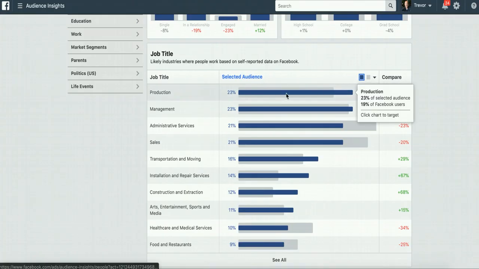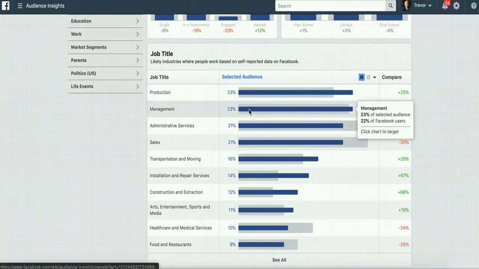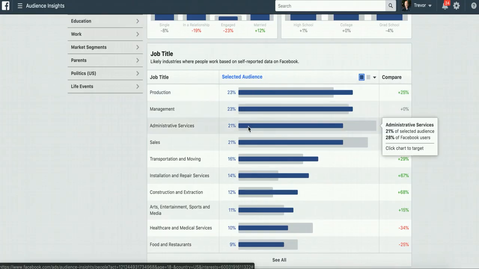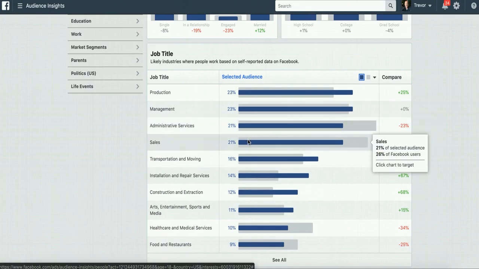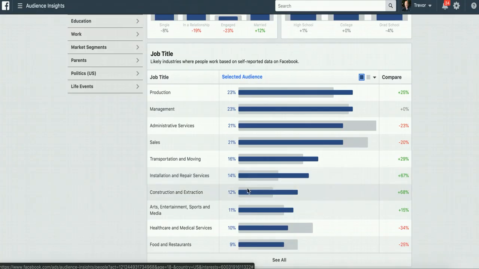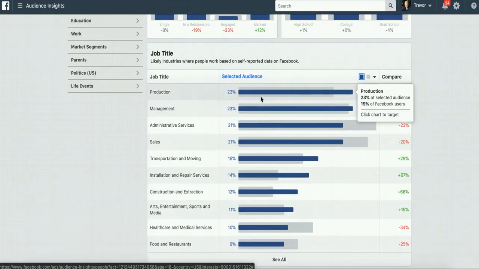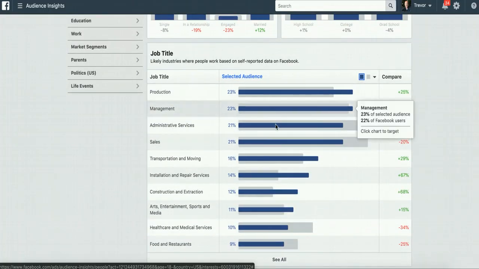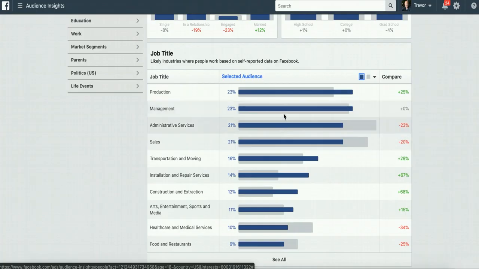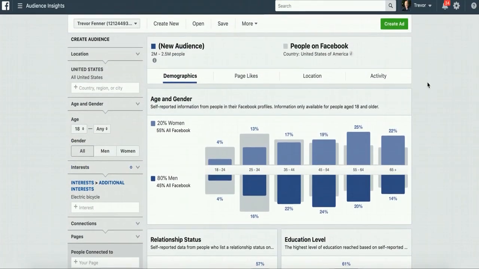So production, not sure. That might be high-paying production. Management for sure, definitely a high-paying job. Administrative services, maybe. Sales for sure, high-paying. Transportation, moving, maybe. Installation, repair, maybe, yeah. Construction, okay. Arts, entertainment, sports, healthcare, food, restaurant. So definitely, I would say it's a higher net worth niche just because they got management and sales on the top of the audiences. So you can sort of gather that.